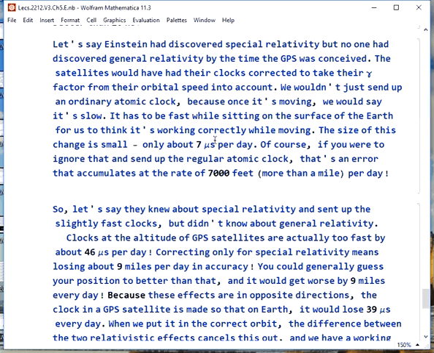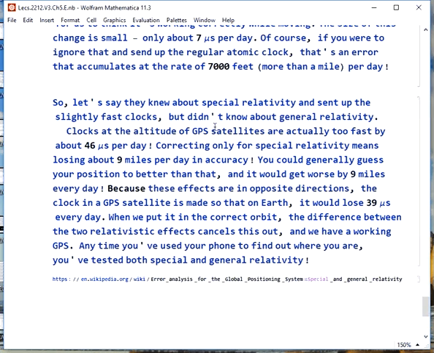So let's say they knew about special relativity, they sent up slightly fast clocks, but they didn't know about general relativity. If you're at the altitude of the GPS satellites, the gravitational potential is such that the clock would be too fast by 46 microseconds per day. That means if we just corrected for special relativity, we'd lose 9 miles a day in accuracy, and it would be 9 miles every day. You'd be able to guess your position better than that.